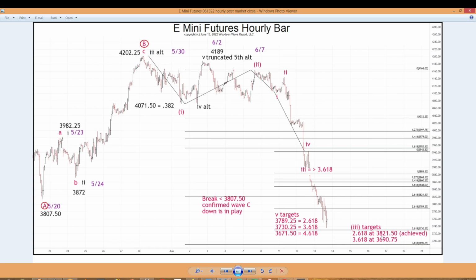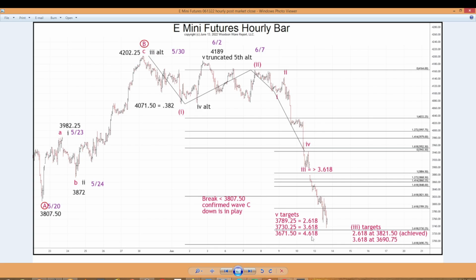There's the 3690. Within this wave 3, you've got a 1 down, 2 up, 3. Again, this 3 hit a 3.618, so we may expect this 3, a larger degree of trend, to hit the 3.618 target. But within that 1, 2, 3, 4, 5 down, there's a 2.618 at 3789.